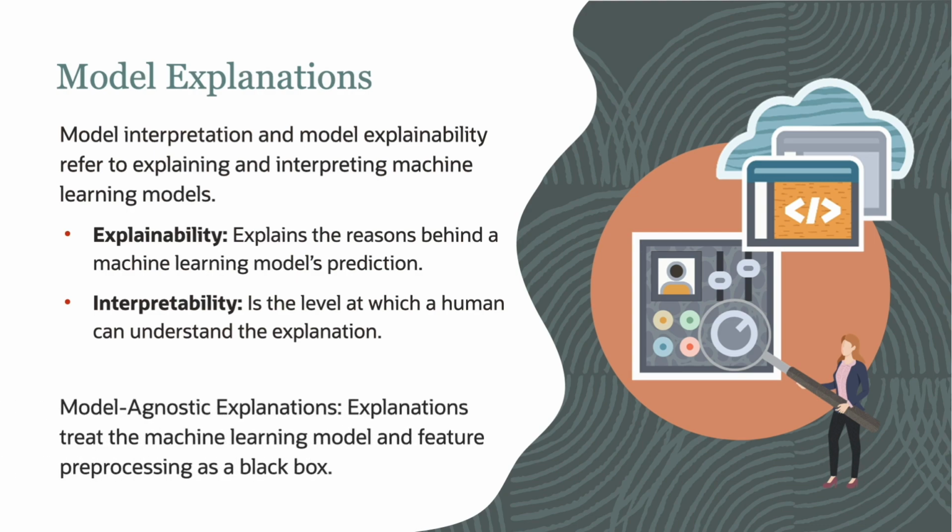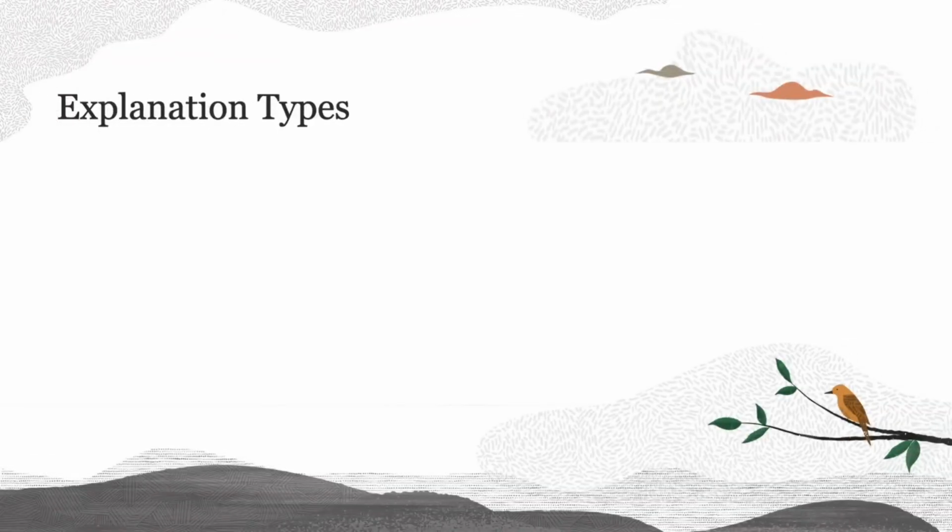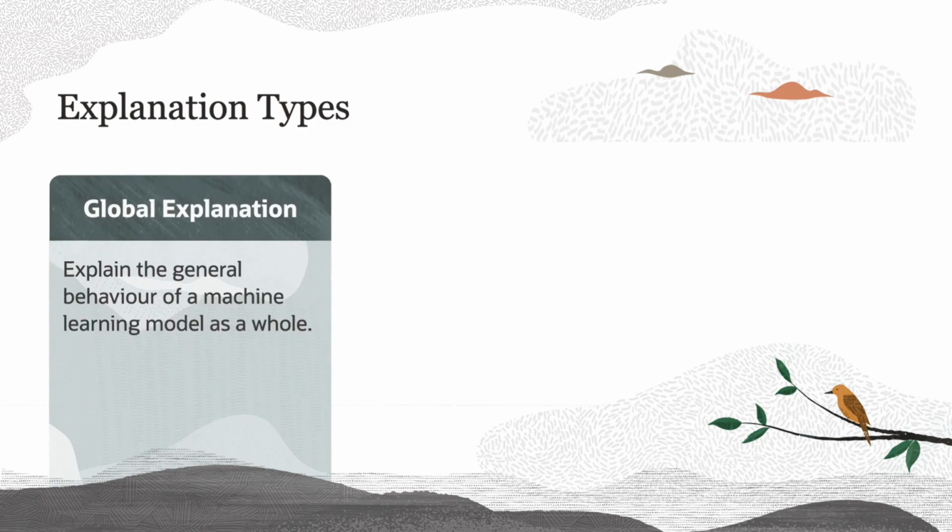So moving on to model agnostic explanations. These are the explanations which treat the machine learning model and feature pre-processing as a black box, instead of using properties from the model to guide the explanation. So let's talk about the explainability types now. First in the list is global explanation. This basically explains the general behavior of a machine learning model as a whole. We don't look at specific predictions in this case.